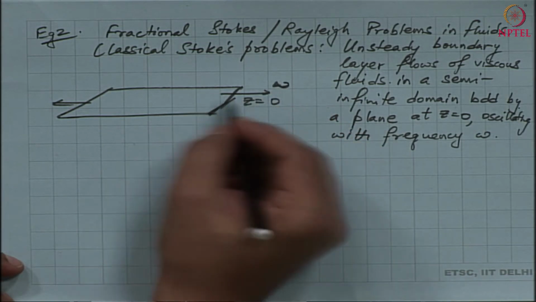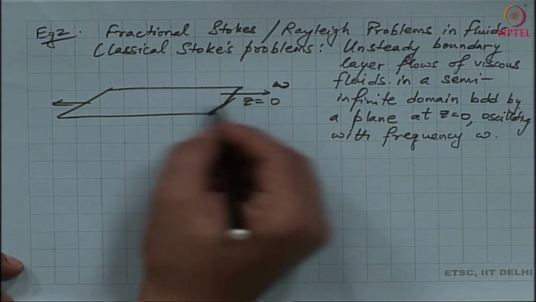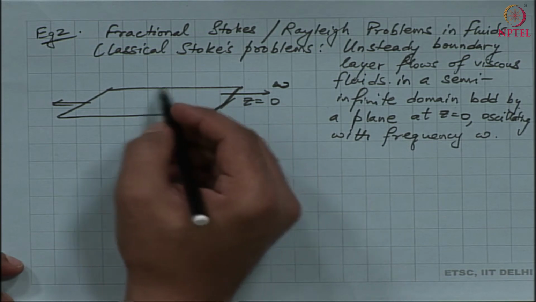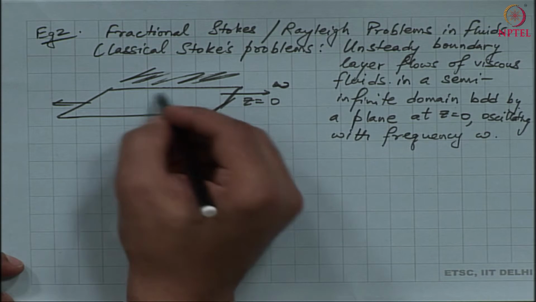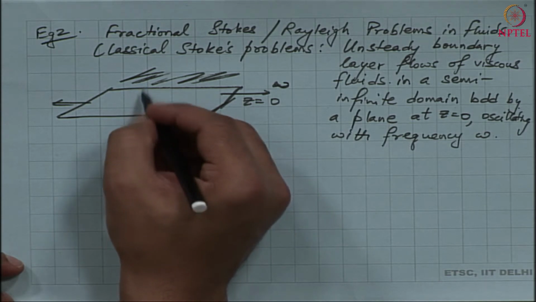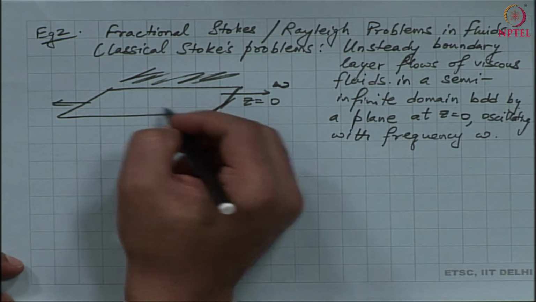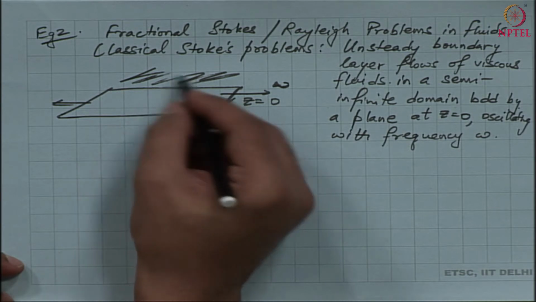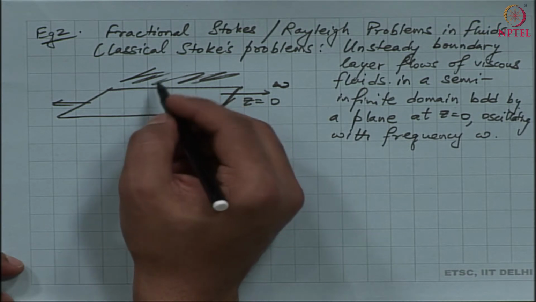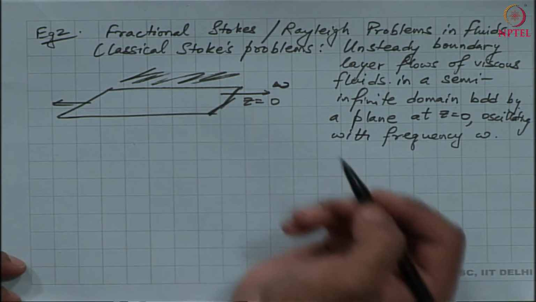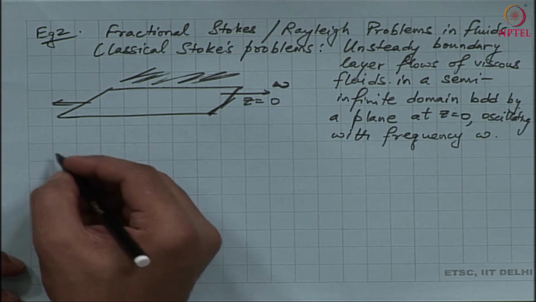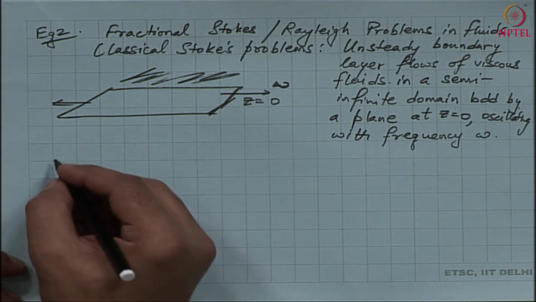Okay. So, we have some oscillation of the plate at this z equal to 0, and there is some fluid which is on top of this plate, and we want to study the behavior of this fluid using the standard Navier-Stokes equation at a very low Reynolds number or close to 0, so 0 Reynolds number. Okay. So, let us start looking at this problem.